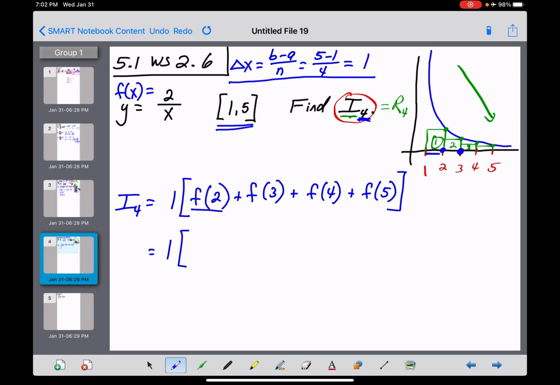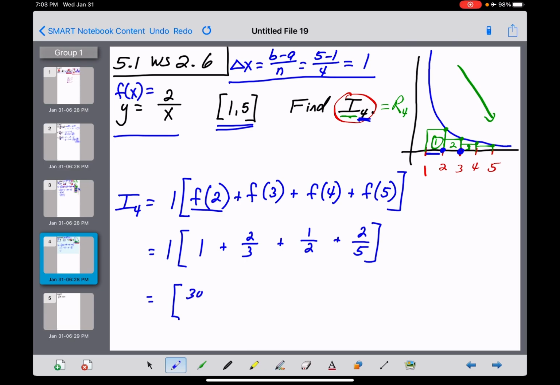F of 2, we'll plug a 2 into this function here, and 2 over 2 is 1. F of 3, that gives us 2/3. F of 4, that's going to be a 1/2. And F of 5 is going to get us 2/5. Now, I would allow you guys to use a calculator here if we needed to, but for our purposes here, let's take a look. 3 and 2 and 5. So it looks like our common denominator right here is going to be 30.